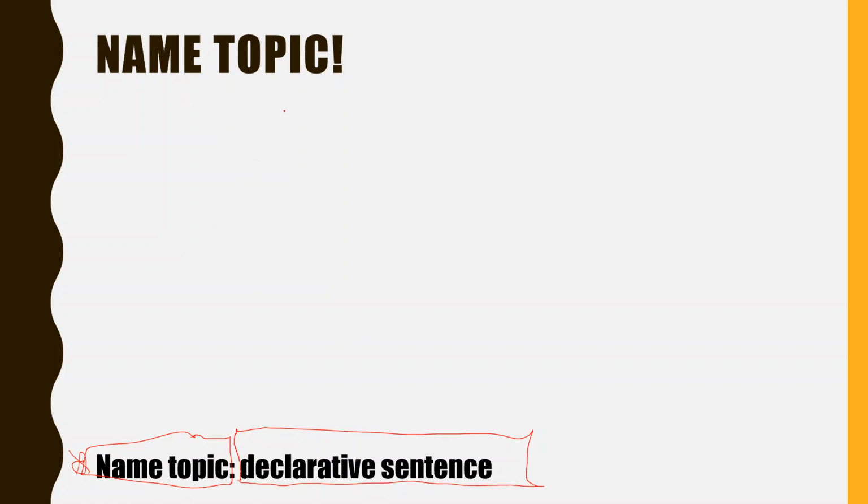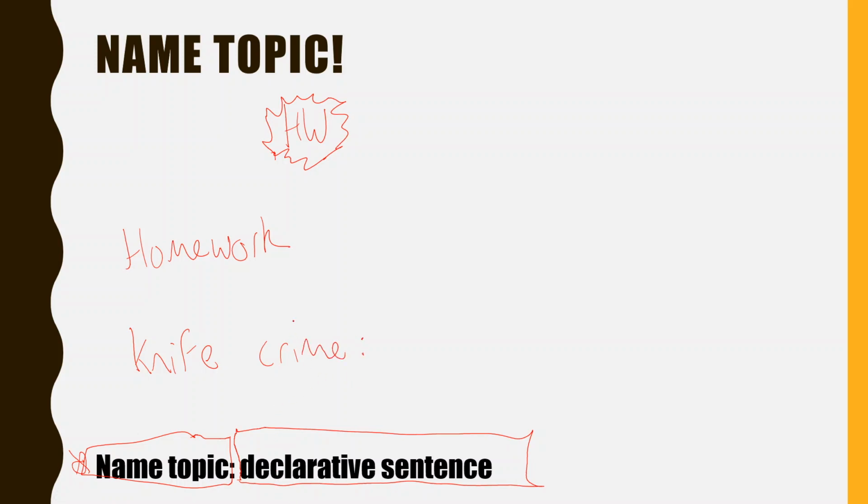So if you imagine that the non-fiction writing you're writing about today is homework, your topic is homework. So at the beginning, the first thing you would write for name topic is homework, because you are writing about homework. If you were writing about, I don't know, knife crime or something, then you would write knife crime. And then you would put a colon like that. But in this case, I'm writing about homework, so I do homework, colon, and then I need to write a declarative sentence. So I need to say something about homework.